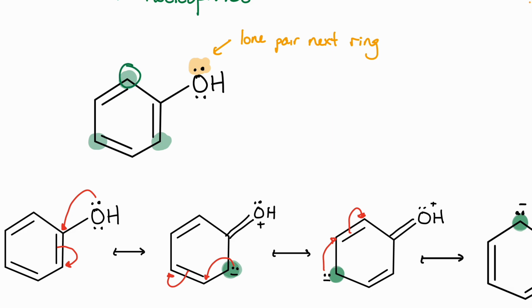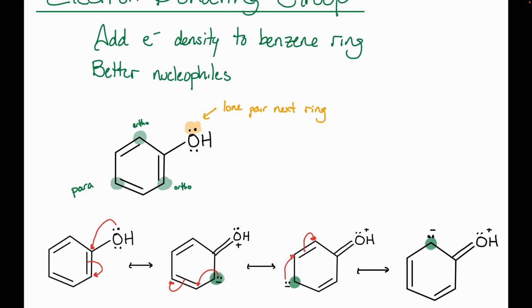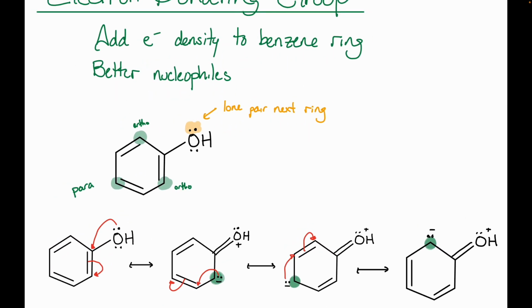What do we call these next door neighbor positions? These are the ortho positions. Notice it skips that one removed, and what do we call the opposite side of the ring? The para position. So these electron donating groups here are what we call ortho-para directors. They will direct incoming substituents specifically to the ortho and para positions.